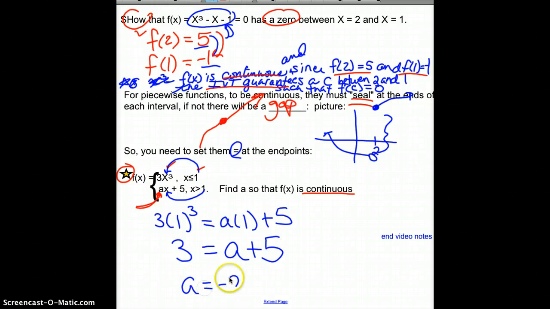So you basically just stuff it in, and you say, well then, a times 1 plus 5. And you just evaluate it. So on the right I have 3, and on the left I'm going to have a plus 5. So the question is, well then what's a? A would equal -2. So in order for my line to seal up perfectly and make a continuous function, its slope would have to be -2. Or you will just be in search of that missing a.